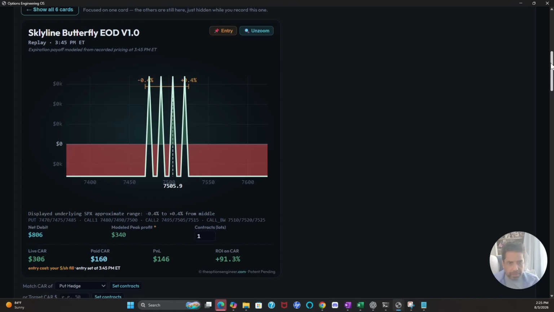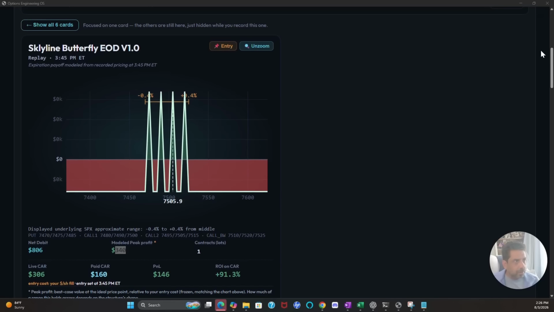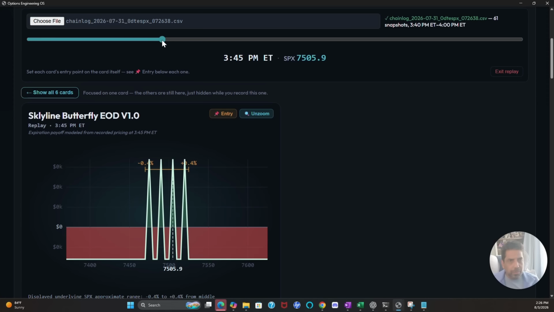So here we have $160 of paid capital at risk, $806 of debit, and max profit of $340. So let's now continue and start observing how the market spans out here.